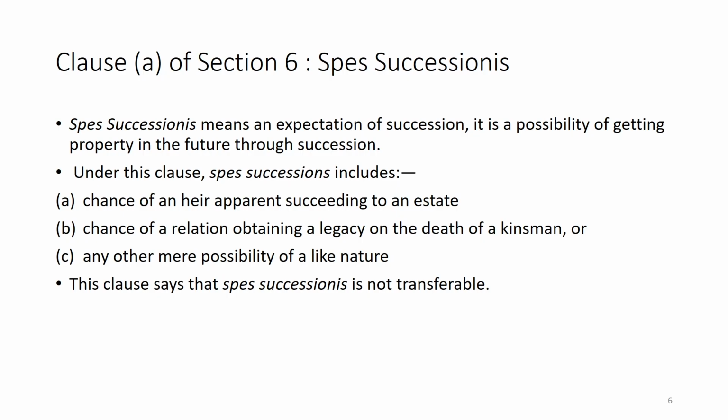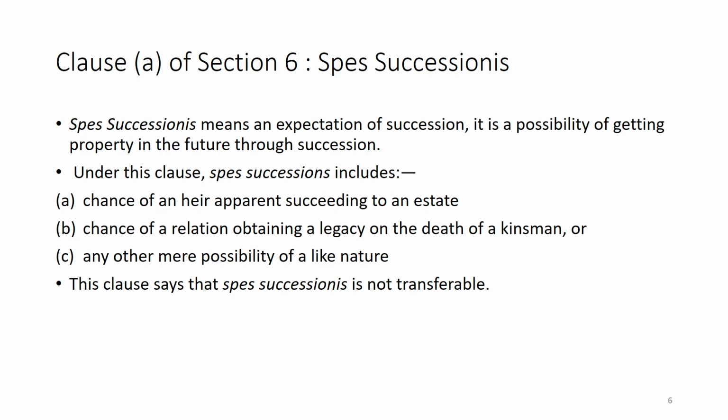First, the chance of an heir apparent succeeding to an estate. Second, the chance of a relation obtaining a legacy on the death of a kinsman, or any other mere possibility of a like nature. In these 3 circumstances there may be creation of spes successionis. So this clause says that spes successionis is not transferable because it is a kind of expectation.